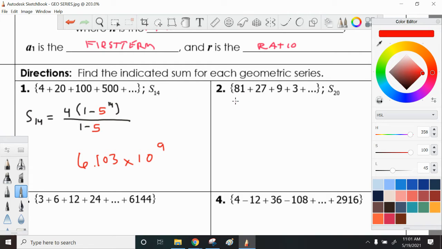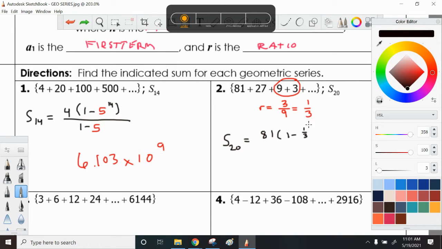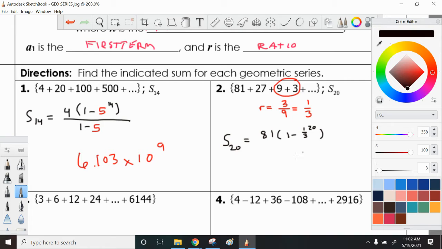In order to find our ratio, we can always do the second divided by the first. So if I take these two terms, I can always do second divided by first and figure out that we have 1/3 as our ratio. So our formula here, S20 is equal to A1 times 1 minus R, which we just found was a fraction, 1/3. And we need that to be to the power of 20, all divided by 1 minus 1/3. And that should be our formula.